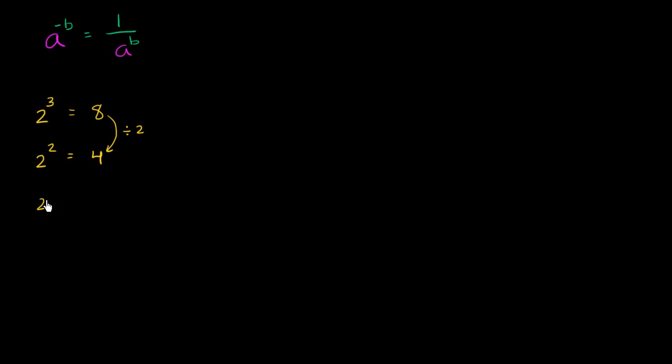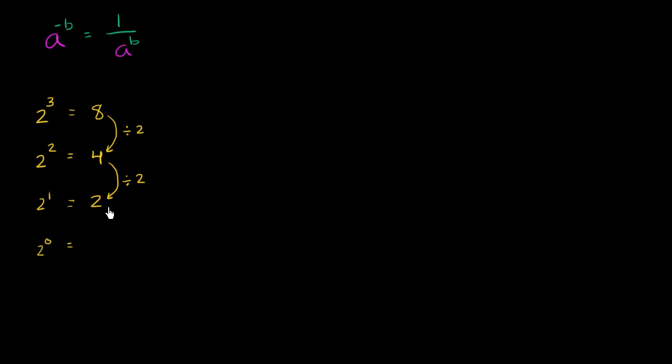Now, let's keep going. What about 2 to the first power? Well, that's just 2. And once again, to go from 2 squared to 2 to the first power, we divided by 2. Now things are going to get interesting. 2 to the 0th power. And actually, this will help build the intuition of why something non-zero to the 0th power is defined to be 1. Well, so far, every time we decremented the exponent by 1, we essentially divided by 2.